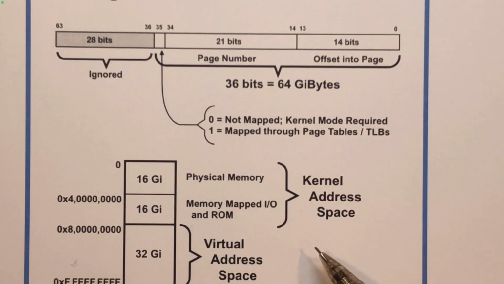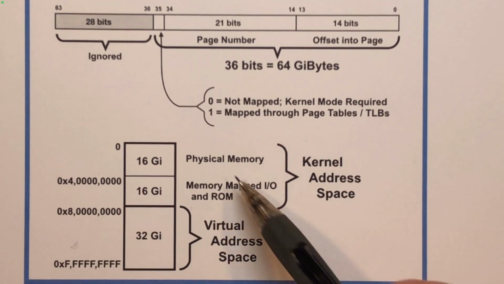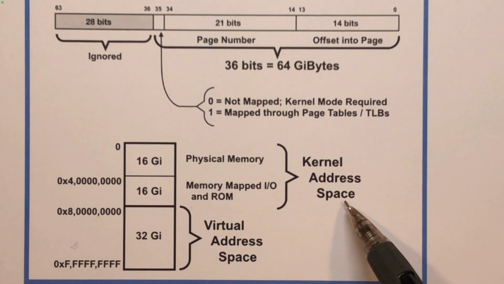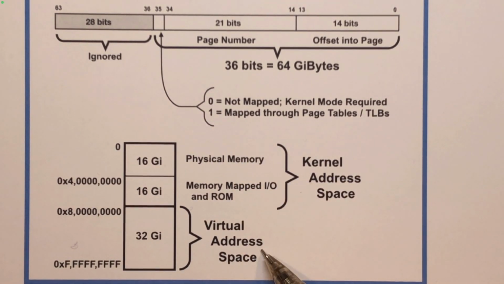When the code is running in kernel mode, then it doesn't matter what this bit is. It can be either a 0 or 1, and the kernel addresses as well as the virtual addresses can be used.